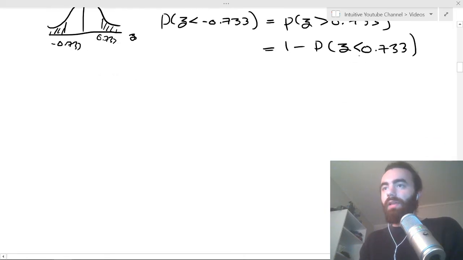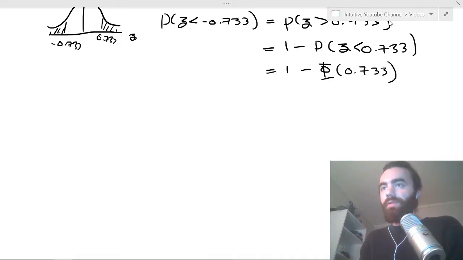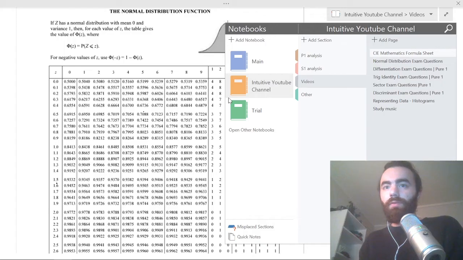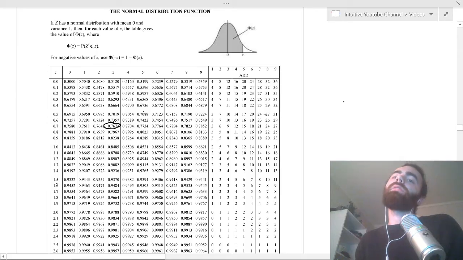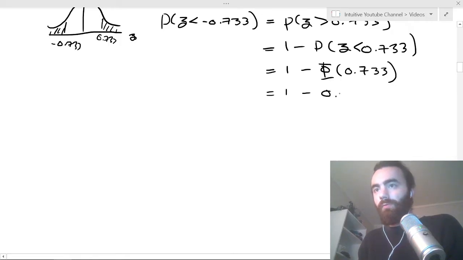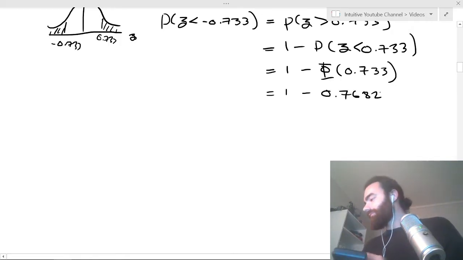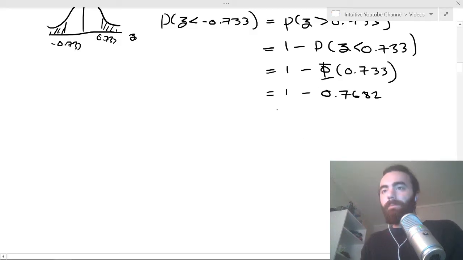And the reason we do that is because we can actually find this value on the table. And this is, in the correct notation, equal to this. So we go look for this value on the table. 0.733, we add 9 to this, which will give us 0.7682. So 1 minus 0.7682. Let's do that. 1 minus 0.7682 gives us 0.2318.